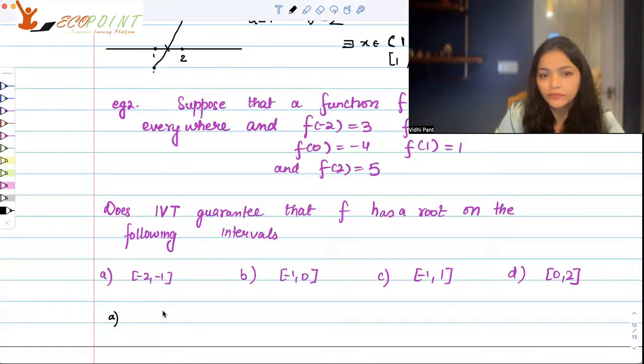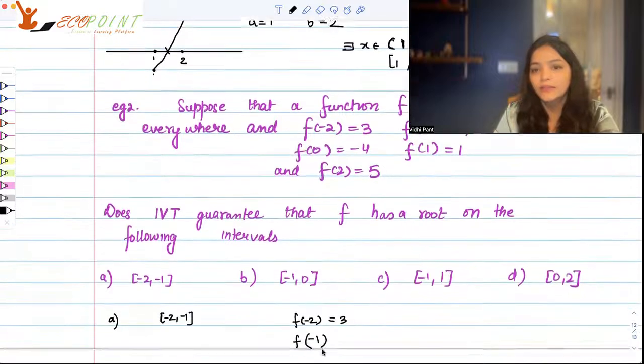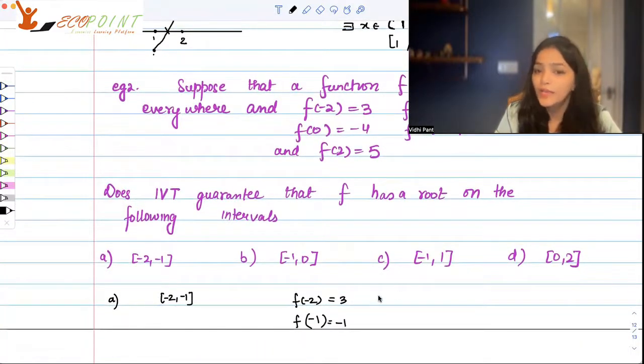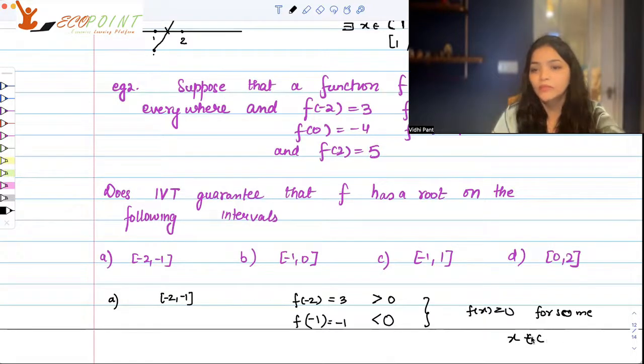Let's look at the first one. -2 to -1. So consider f of -2. F of -2 is 3. And f of -1 is -1. So yes, this is greater than 0 and this is less than 0. So therefore, we do have f(x) equals 0 for some x which belongs to -2 to -1, right?